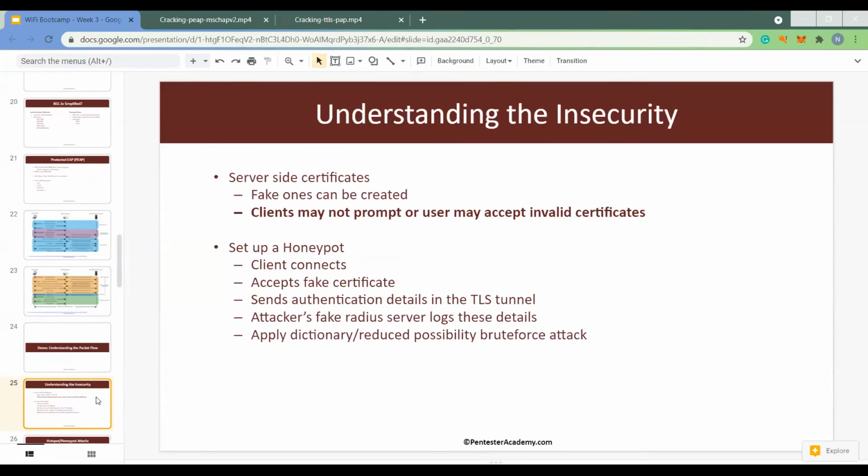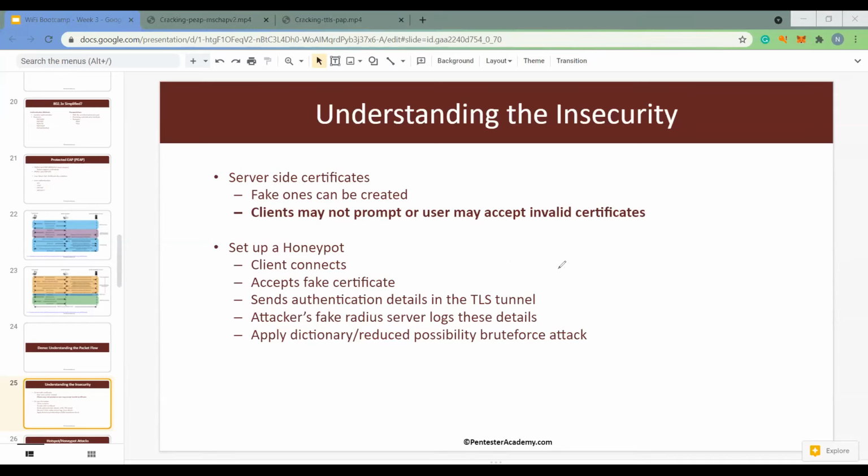So now let's understand what the problem is here. The problem is with the server-side certificate, all the dependence is there, right? Because the authentication protocols that we had were working.